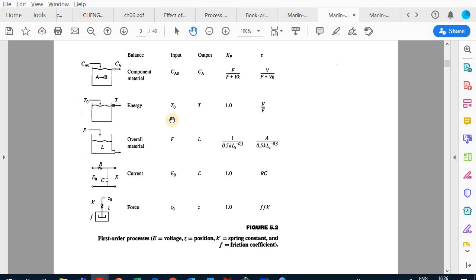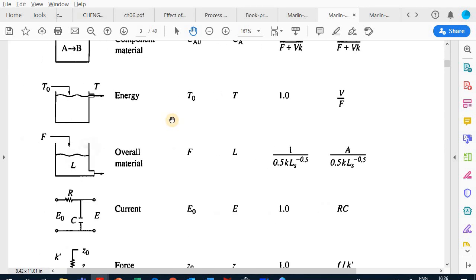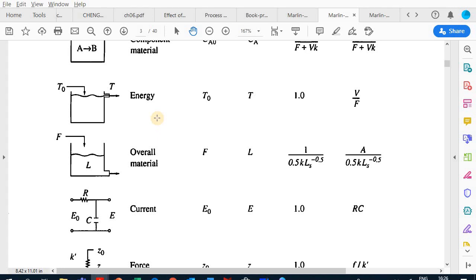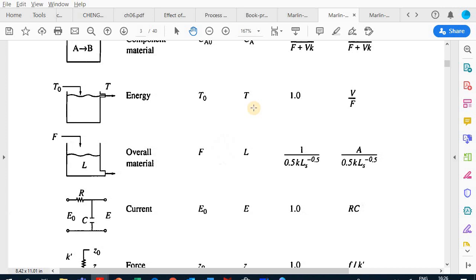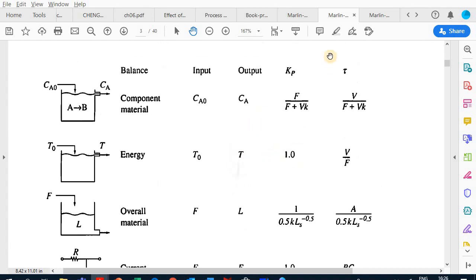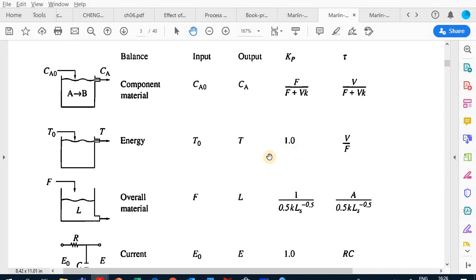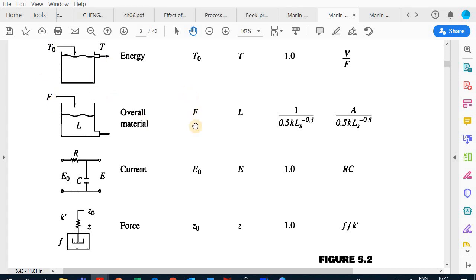Okay, and going to the temperature here, if you want to know how the temperature is changing with time, definitely you need the energy balance, which means that you have an input of T_0, and then you want to have the output, which is T, and then you have a relationship of T over T_0. My K_P is going to be 1 if I'm talking about a measuring sensor. Otherwise, it's not going to be 1. And then we have tau equal to V over F. Okay, V over F. And here, we could have a coil, so the input now in this system is just T_0, but if you have a coil, we have also T_C, or the jacket, so we have T_J.